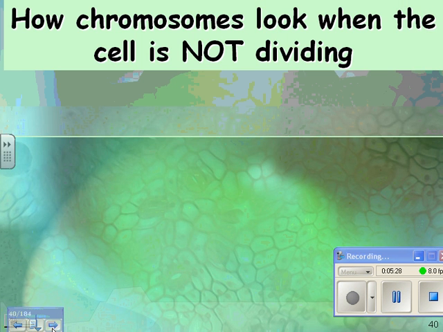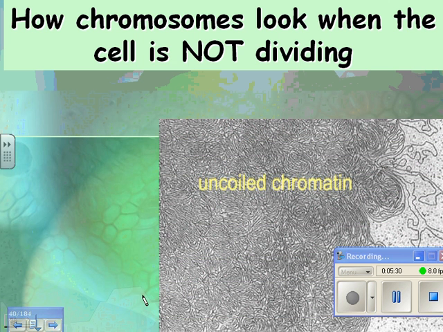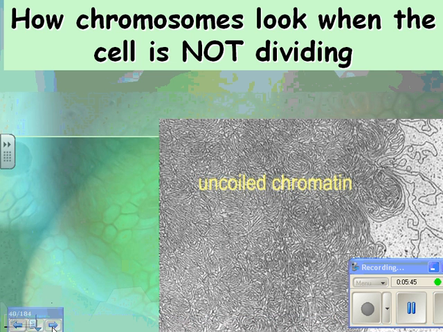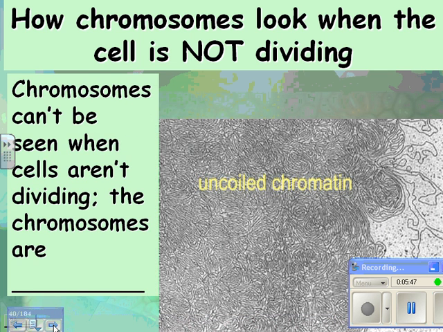How chromosomes look when the cell is not dividing. Usually your DNA is uncoiled, and the reason you need it uncoiled is because you have to read it. You can have an enzyme that can come over here and read that little tiny section of DNA. If it were all coiled up, then none of your DNA would be used and the cell would die. So chromosomes can't be seen when cells aren't dividing.